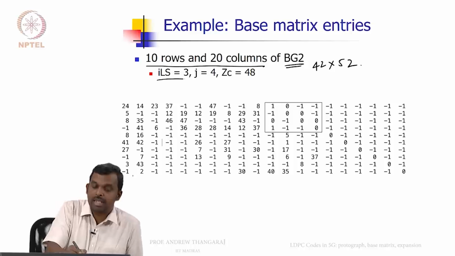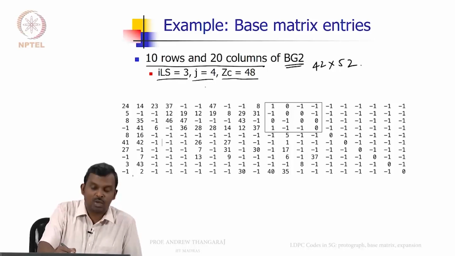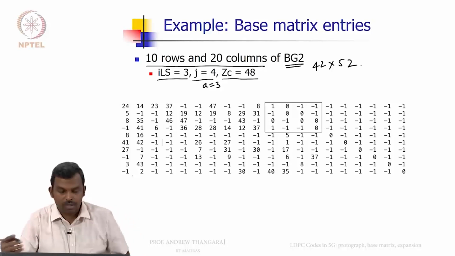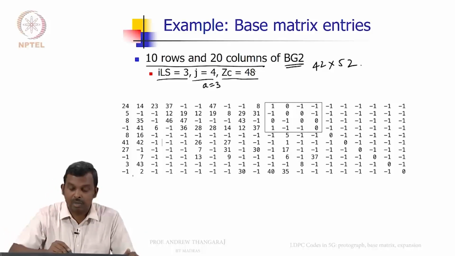This corresponds to ILS equals 3, J equals 4, and ZC equals 48. So this will correspond to some A value. I believe A equals 3, right? So 3 into 2 power 4 is 48. This is how the entry looks. So ZC is 48, and the base matrix entries will go from -1, 0 all the way up to 47.